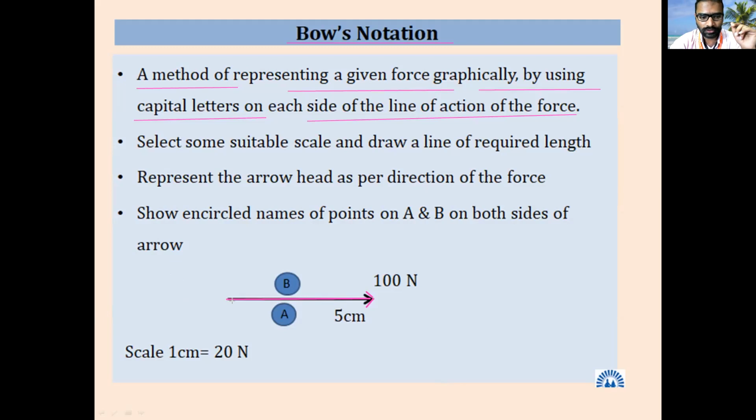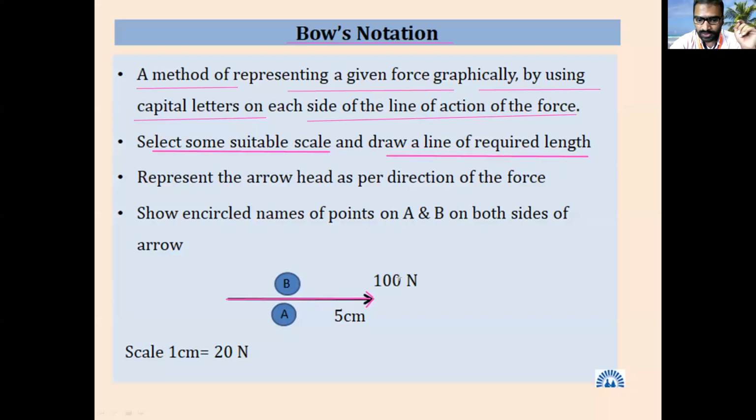Okay. So this is a force, that is AB is a force. It is represented by a line of action. This force is denoted by two letters, capital letters, on each side of the line of action of the force. Next point is select a suitable scale and draw the line of required length.